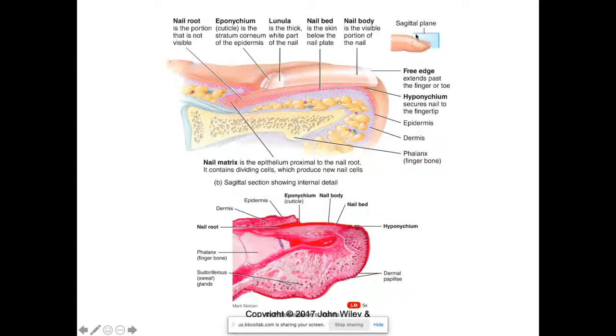When we look at the finger from the side view, like here's the distal phalange or the distal phalanx of the pointer finger. Here's the free edge of the nail. Here's the nail body. Behind it is the lunula, it's like the moon-shaped white part. Here is the cuticle. And then back here is the nail root. And behind the nail root, the matrix. The nail matrix is the epithelium proximal to the nail root. It contains these cells that multiply and divide and produce new nail cells that push the nail forward.